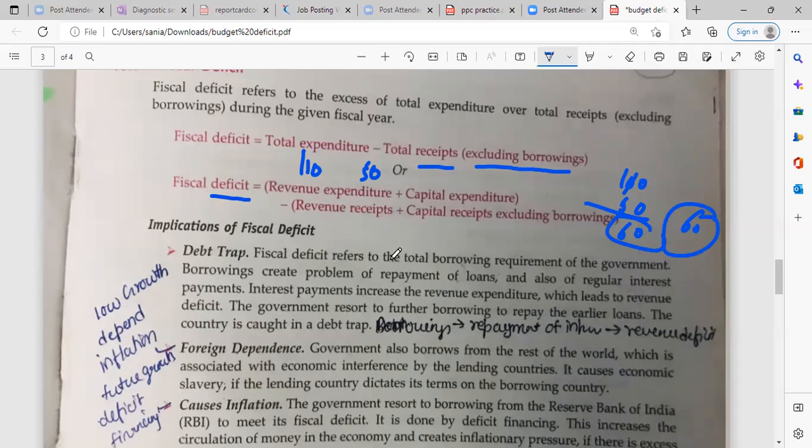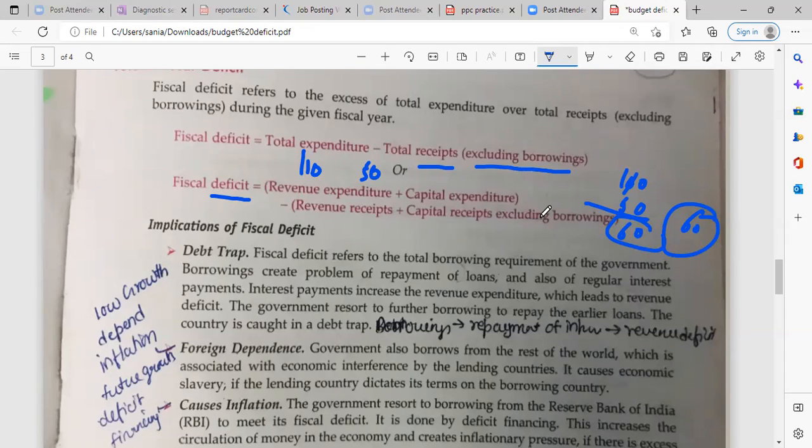Okay, so fiscal deficit refers to the total borrowing requirement of the government. Like how much money the government needs to borrow in order to clear this fiscal deficit. So what happened? Borrowing creates the problem of repayment of loan. See, if you are borrowing money, then you have to repay it. For example, I took money from Mohammed and I promised him that I'll give you back your money by next month, right? So when you borrow something, it creates the problem of repayment of loans and also a regular interest payment. And nobody is going to give you a loan free of cost. They will be adding interest over there.